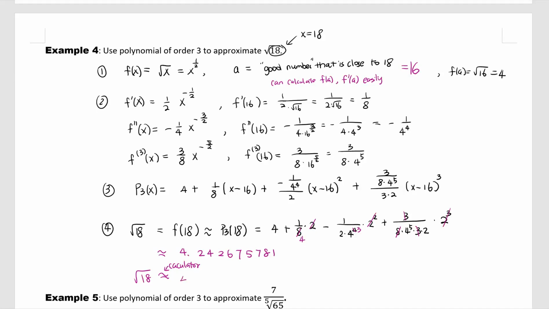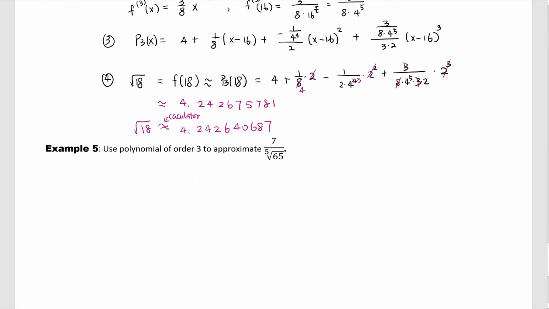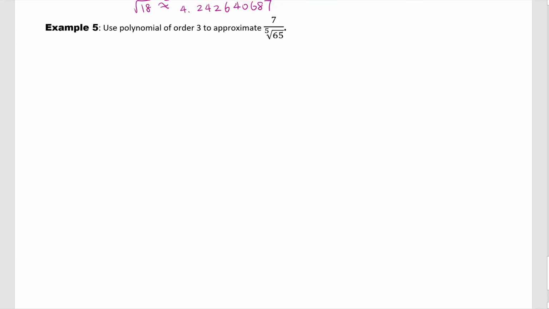That is approximately 4.242640687. Are they close? Yes, they're very close. So that is our approximation. Okay, everybody? So please work on example 5.